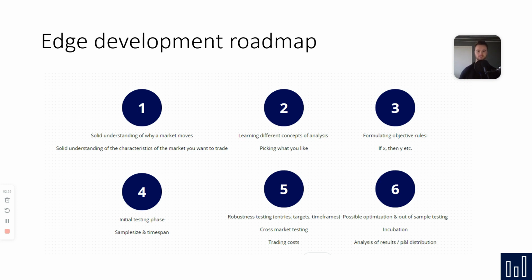And number 6 is going to be possible optimization the right way, out of sample testing when needed, incubation and analysis of results, and P&L distribution. Those are the 6 things that you want to do to develop a robust trading edge. And this is what I do to develop mechanical trading systems that actually work.